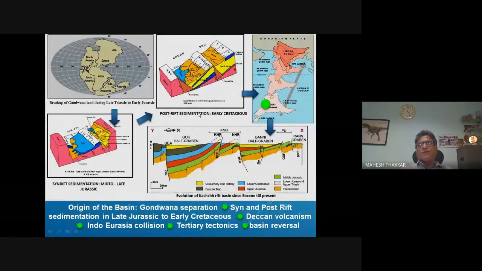Post-rift sedimentation, where we have not shown here this graben, but the Bunny half graben and the Gulf of Kutch half graben divided into two during the post-rift sedimentation. In the post-rift sedimentation, they have the syn-rift marine sediments and post-rift marine sedimentation. And there are post-rift and post-early Cretaceous fluvial sedimentations. So this is having two major segments, Bunny half graben and the Gulf of Kutch half graben.